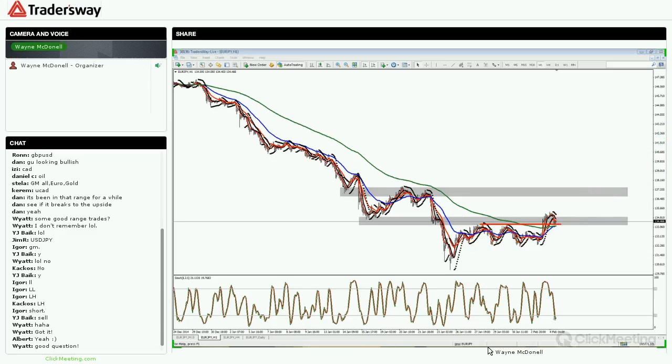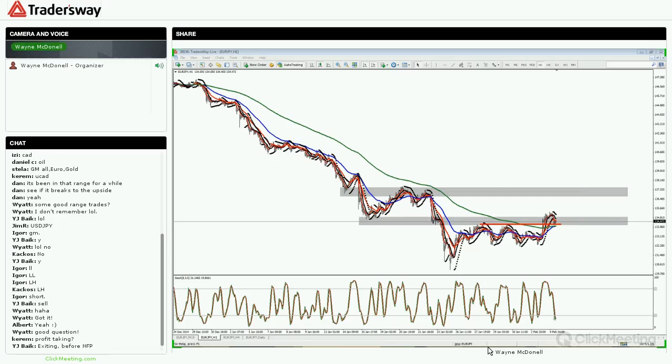Like, euro dollar's up, pound dollar's been up. What's going on? Why is the dollar weak? I mean, we've discussed it already at least a couple of times. Not today, but yesterday and the day before. Thank you, YJ. The event risk is non-farm payrolls at the end of the week.